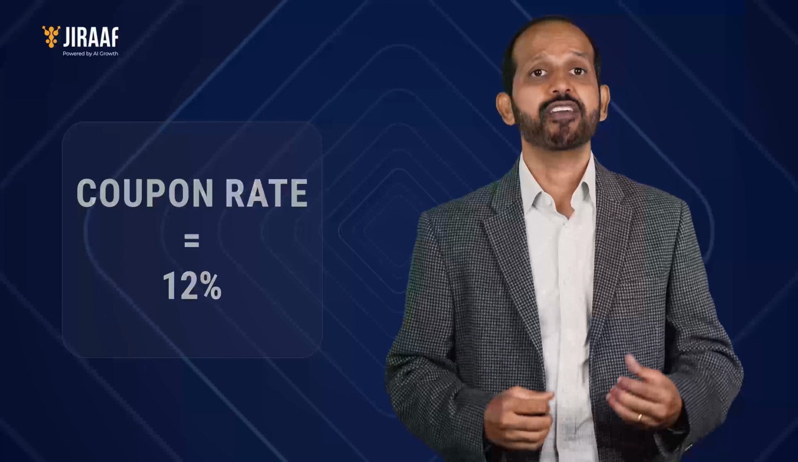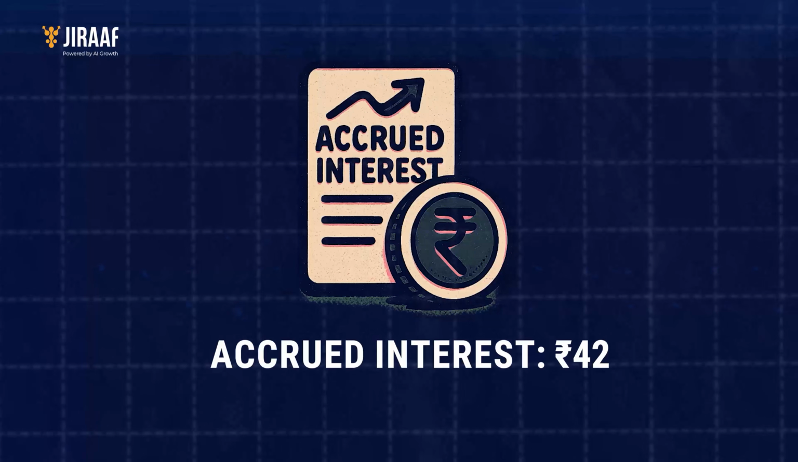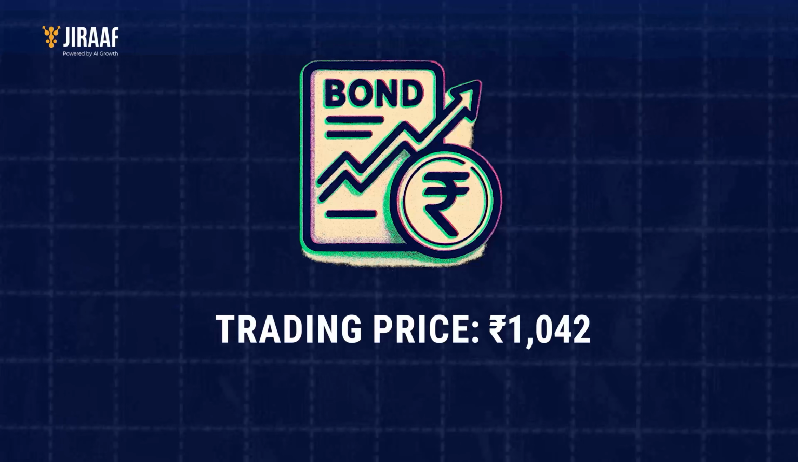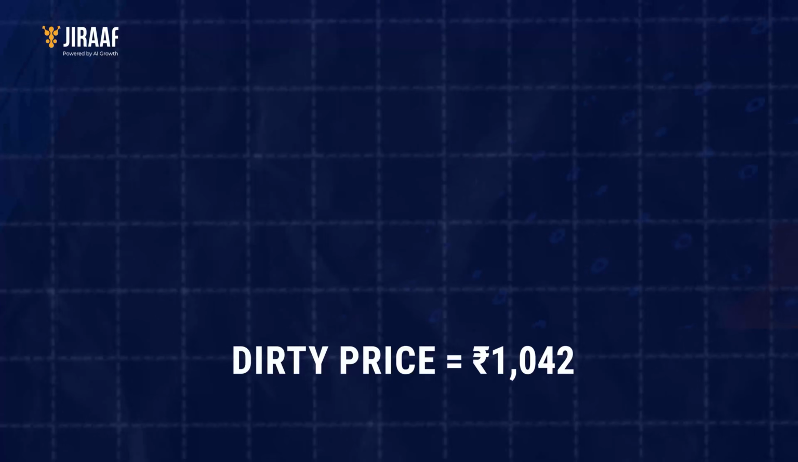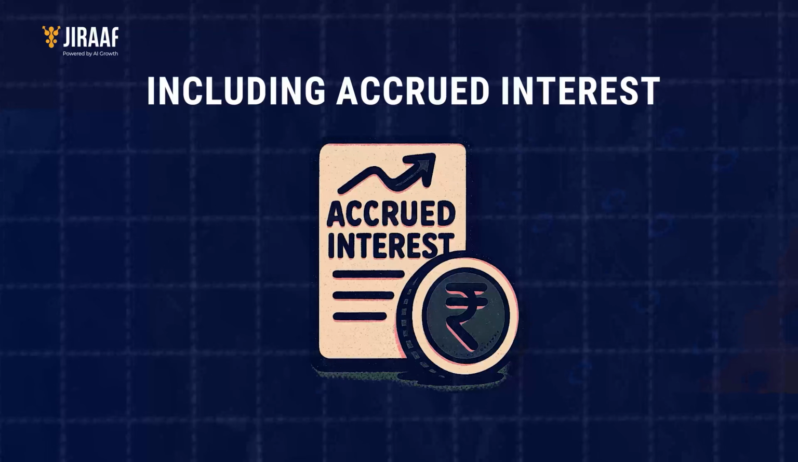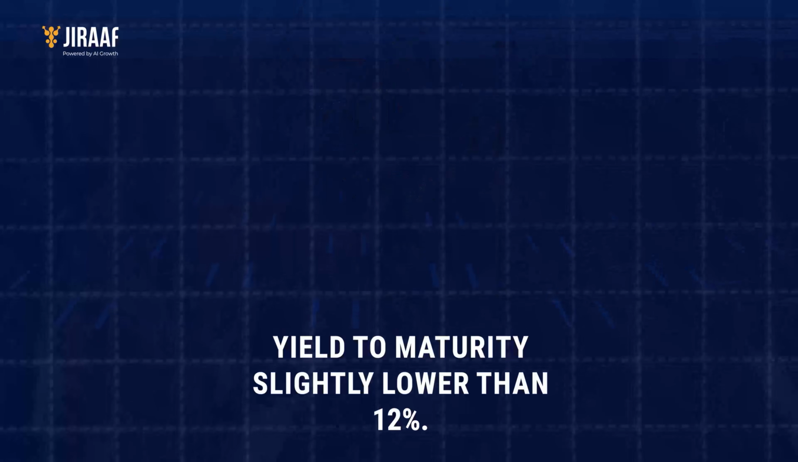Let us do it with an example. Let us assume a bond has a coupon rate of 12% and a face value of say 1,000 rupees. An accrued interest of 42 rupees on the bond, which means it will be trading at 1,000 rupees 42 per bond. Here the clean price is 1,000, which is the face value, and the dirty price is 1,000 rupees 42, which is including the accrued interest. In this case, your yield to maturity will be slightly lower than the coupon rate of 12%.